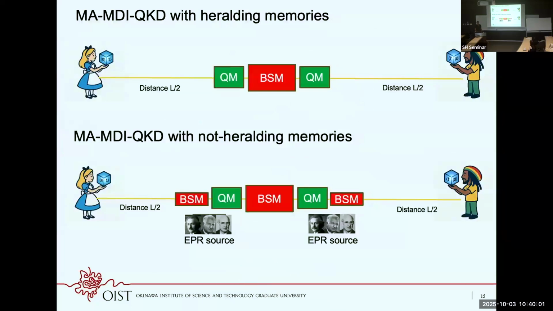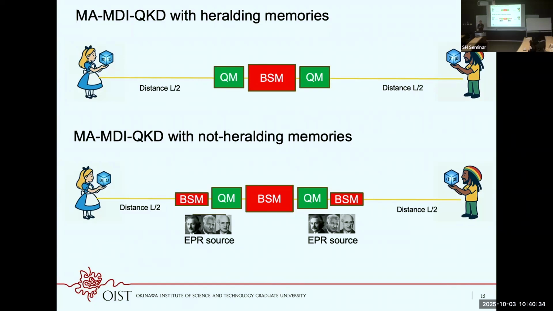So the thing is, this type of setup allows us to store the state sent by Alice into the quantum memories. And this is a heralding mechanism. Why is it heralding? Because this Bell state measurement, you remember, is made by a beam splitter and detectors. So if we get a click from this Bell state measurement, it means the photon has arrived.